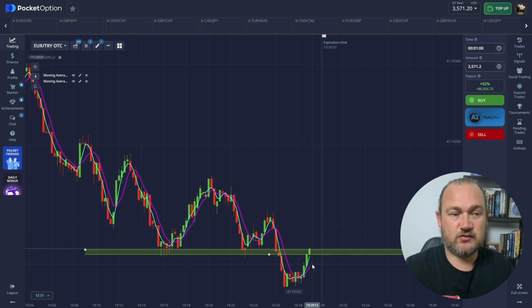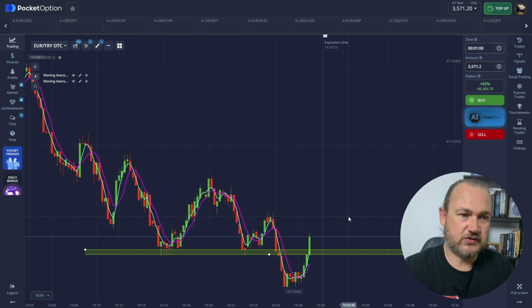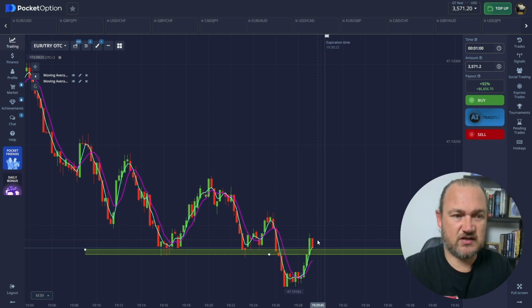If it does continue downwards and we get the bearish crossover on the moving averages, I'll take a sell position. Unfortunately, it looks like it broke upwards through the support. No doubt that it did. That was a clear break, so I'm not going to look for entries on this anymore.